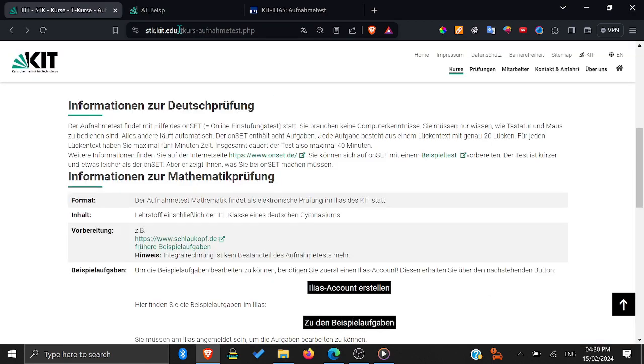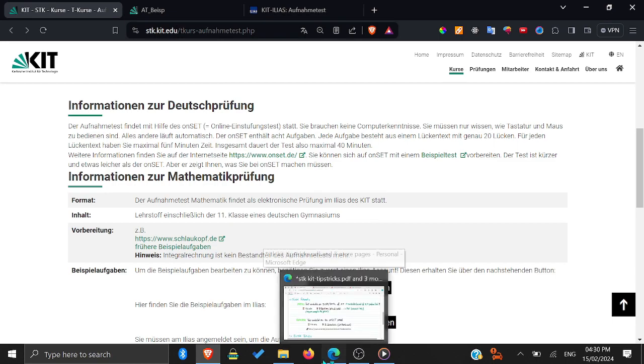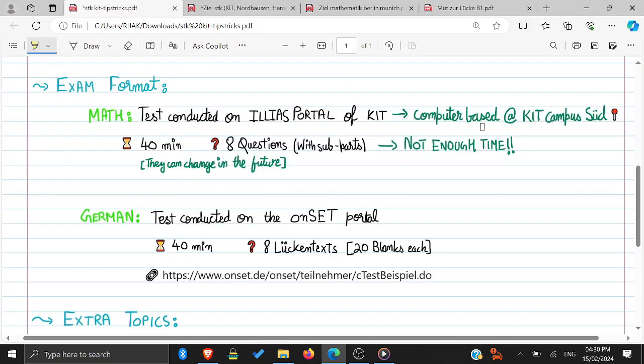It's conducted online, computer based, but at the KIT campus. You have a computer and you don't have to bring your own laptop. There'll be some computers there, and you can attempt the questions on them. You're going to have 40 minutes for the test and 8 questions, more or less. It was 8 when I gave the test, in winter semester 2023. A lot of questions had 4 subparts, some had 2. Anyways, it can change in the future.